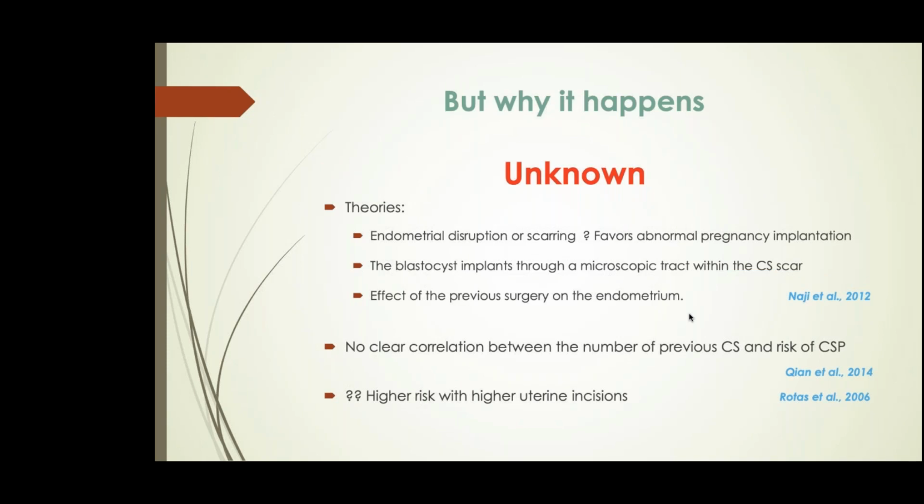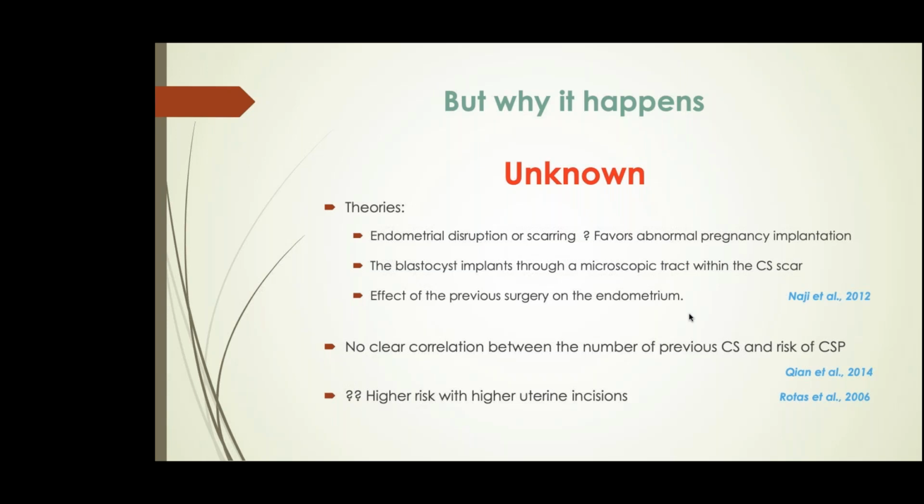But why does it happen? Why does the pregnancy implant in a cesarean section scar? Again, these are theories, and nothing is confirmed as yet. One of the theories is endometrial disruption or scarring. This favors abnormal pregnancy implantation at the site of the scar. The blastocyst implants through a microscopic tract within the cesarean section scar. So there's an implantation in the endometrium, and there's a tract between the scar and this endometrium, and the blastocyst goes through this and implants in the cesarean section scar.